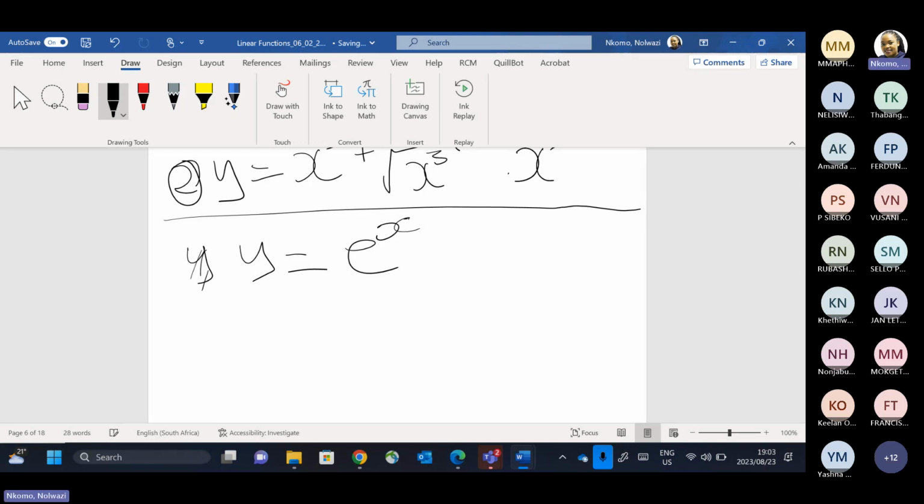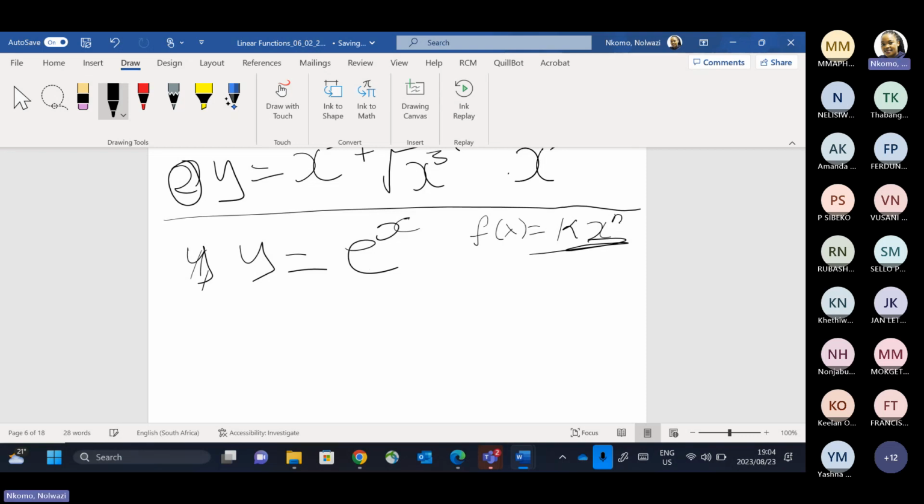E to the power x. And we are asked to differentiate, to find the derivative of this function. You can apply the power rule only if you are given a function like this: f of x equals kx to the power n. Then if you are given a function like this, you can apply the power rule.